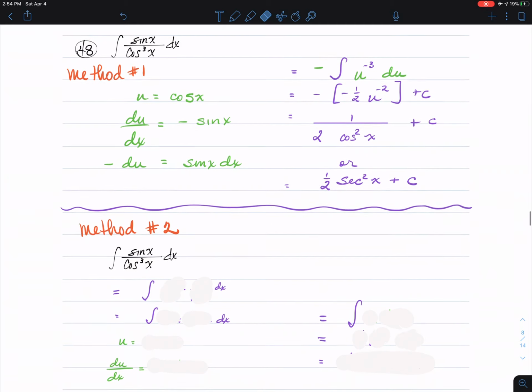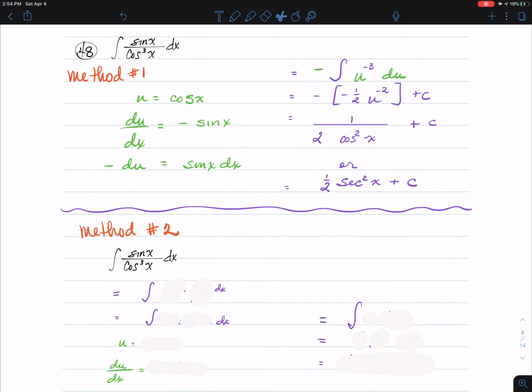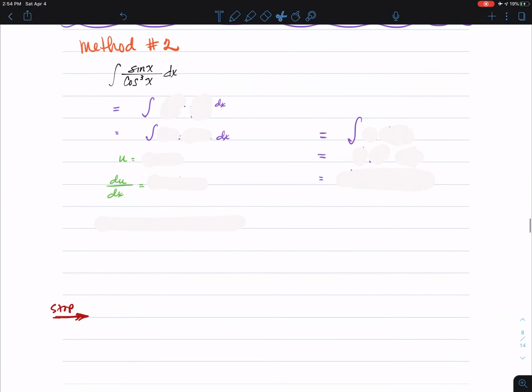Now let's take a look at method 2. So method number 1 is where I used the u value of cosine of x. Method number 2 is where I actually used some trigonometric identities. So the first thing I did, I didn't jump into u's right off the bat. The first thing I did is I split up my original. My first fraction was a sine over a cosine, and the second fraction was a 1 over cosine squared. Sine over cosine I rewrote as tangent, and 1 over cosine squared I rewrote as secant squared.